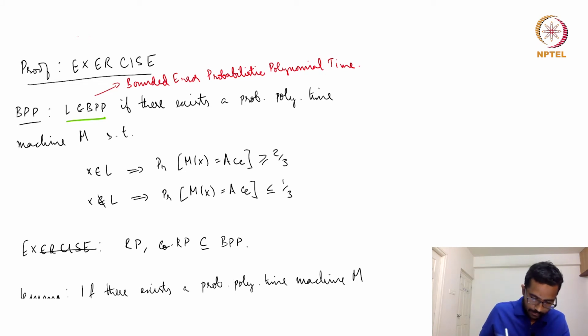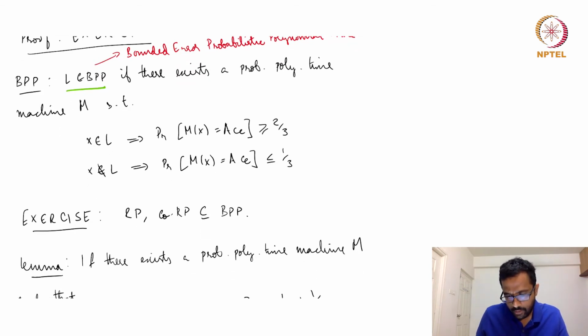Okay, so the bounds are different. The key thing to note here is that between 2/3 and 1/3 there is a gap, right? It's not like when something is in the language, the probability of acceptance is significantly higher than when it is not in the language. So this is at least 2/3, and this is at most 1/3, right?